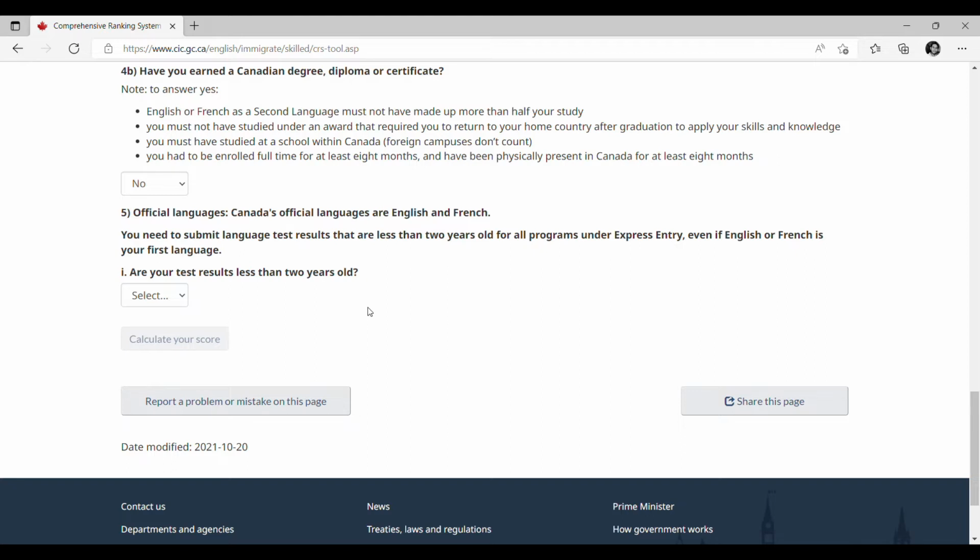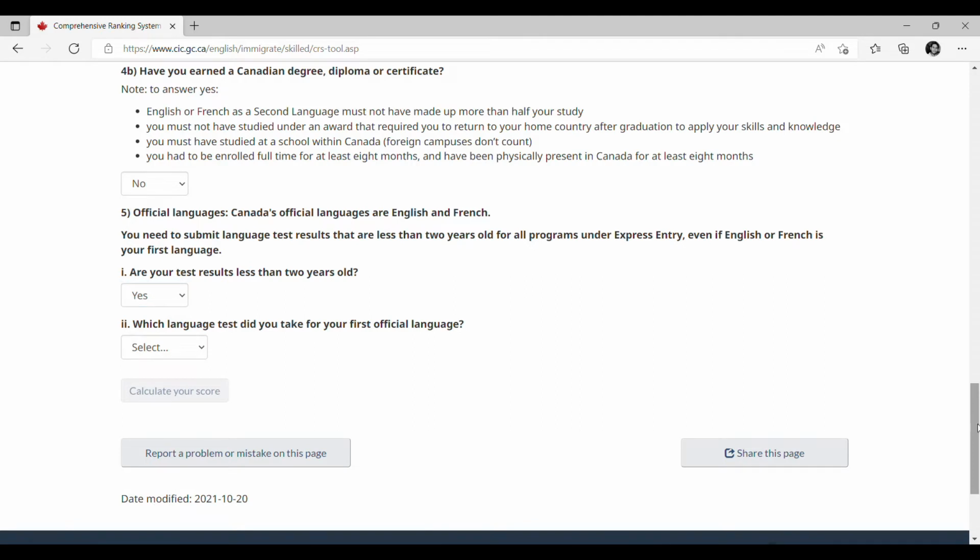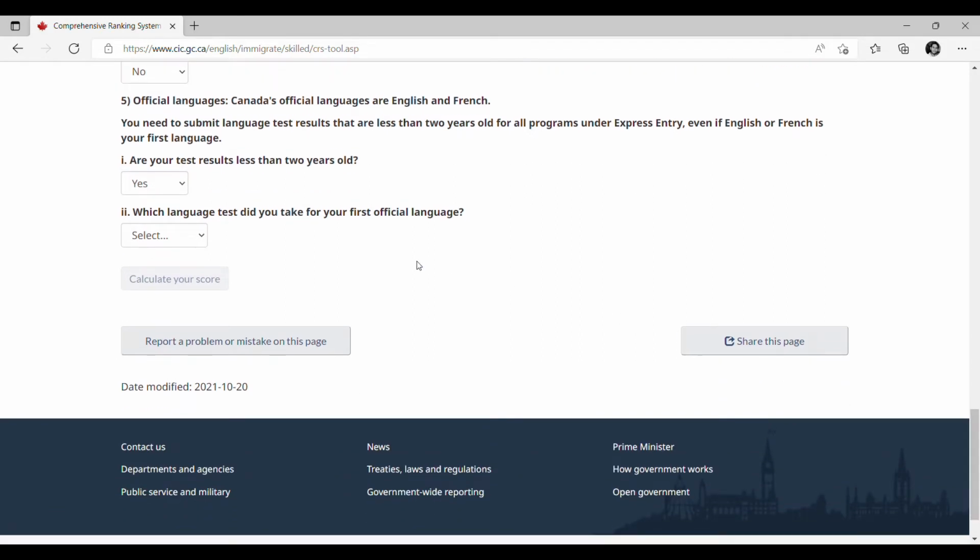Coming to the next most important part of the assessment, the official language. Canada has 2 official languages, English and French. You need to take the language assessment test and it should not be more than 2 years old. And then comes which language test you have taken. It can be either English or French.